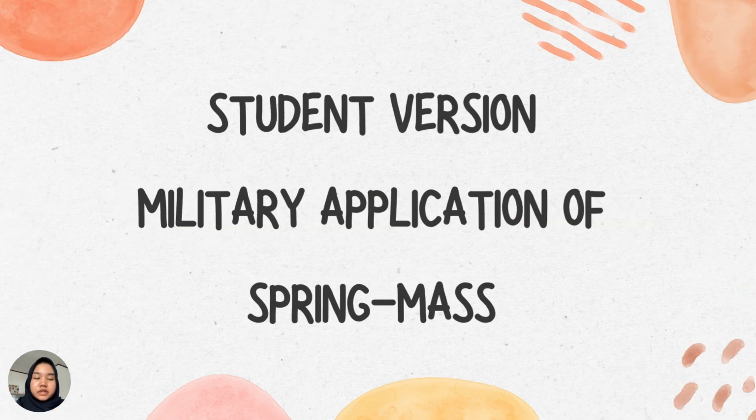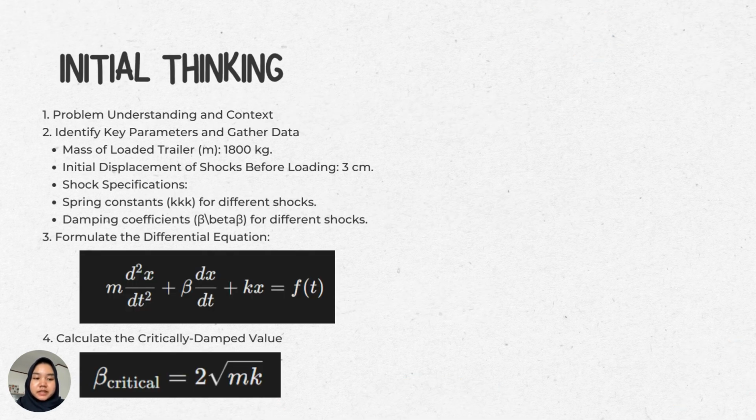So I will explain again about the student version military application of Spring Mass. The next is initial thinking. The first initial thinking is problem understanding and context. The objective is to determine the best shock absorber for the suspension system of the satellite transportable terminal to prevent satellite damage.